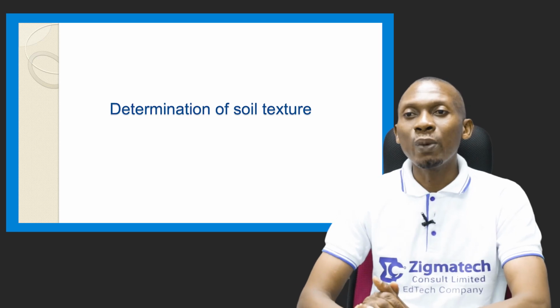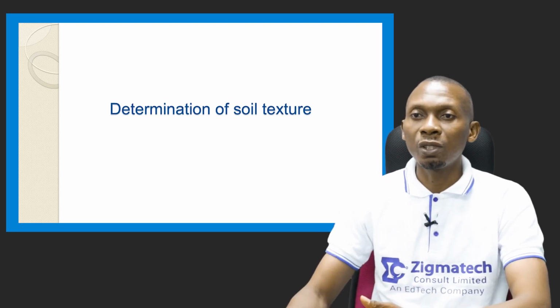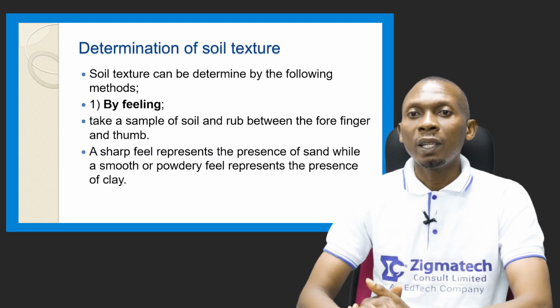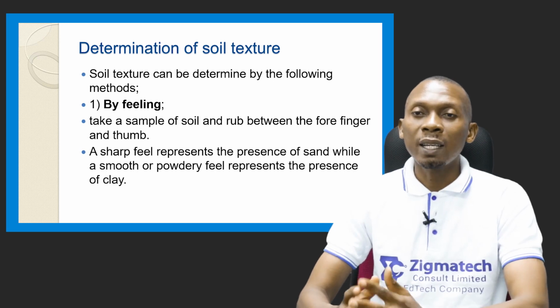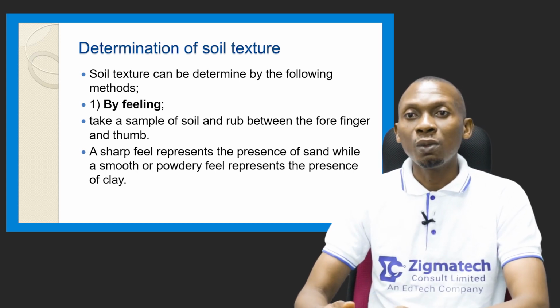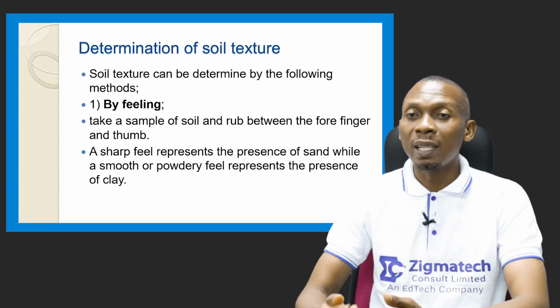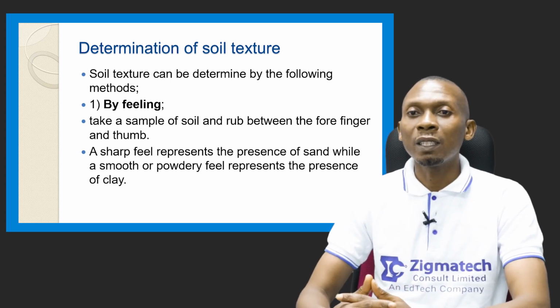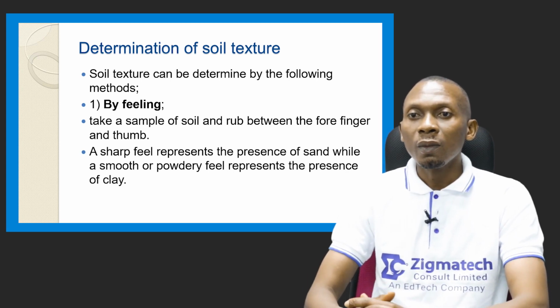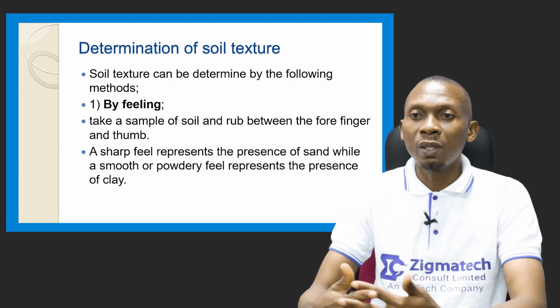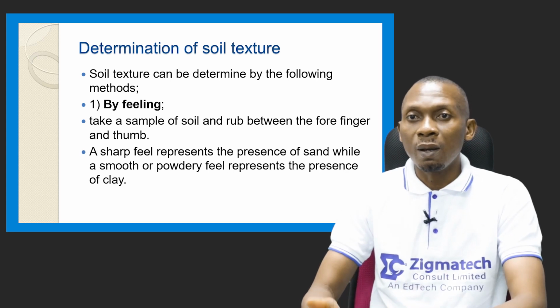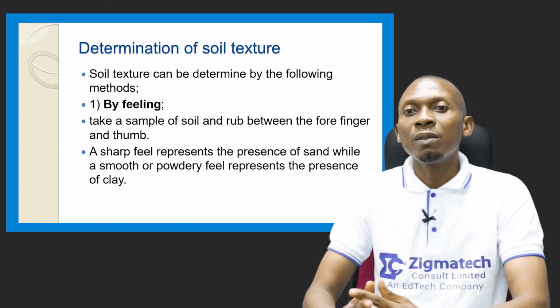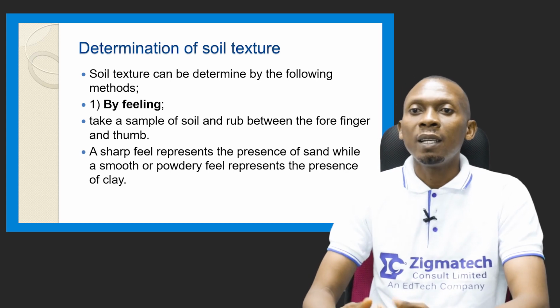So let's look at how we can determine soil texture. There are various ways by which the texture, which has to do with the relative proportion or size of our soil particles, can be determined. The first is by feeling. If you want to know the type of soil that you have, you can just feel it. Now, how do you do this?